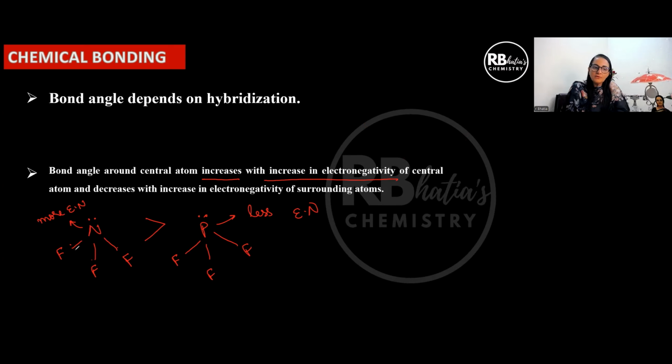Simple explanation: if the electronegativity of the central atom is high, this shared pair is going to be closer to nitrogen.